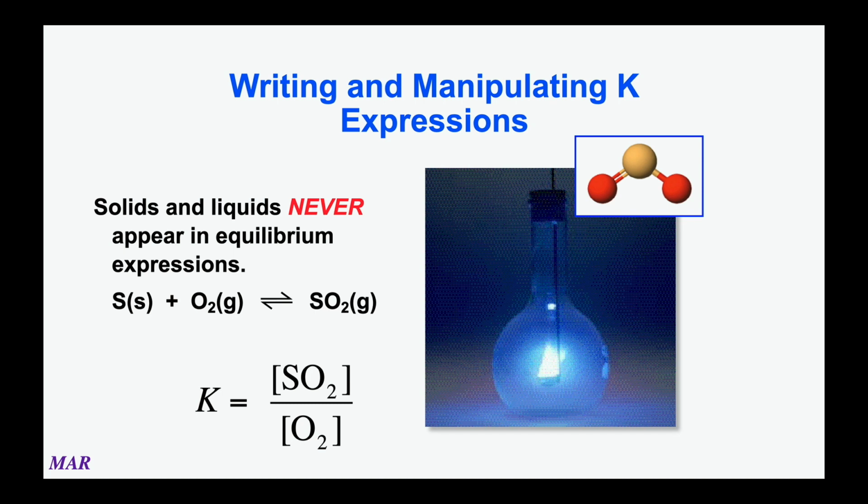Good to go. When you're writing an equilibrium constant K, there are a couple of rules that are helpful to remember. First of all, you never put solids or liquids in equilibrium expressions. So in the example right there, which is the formation of sulfur dioxide, sulfur is a solid. It's reacting with oxygen, a gas, to make sulfur dioxide. Notice that sulfur is a solid. So in the equilibrium constant, we're not putting the solid in there. It's just SO2 divided by O2. Solids and liquids never appear in equilibrium expressions.